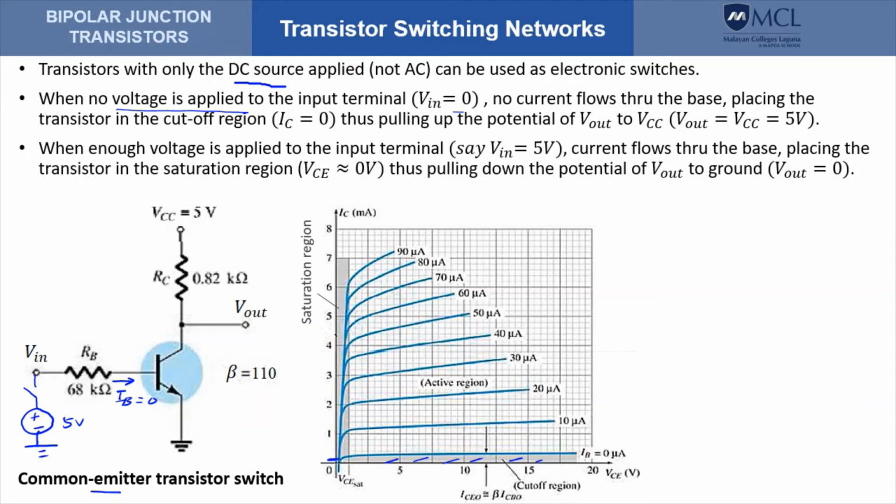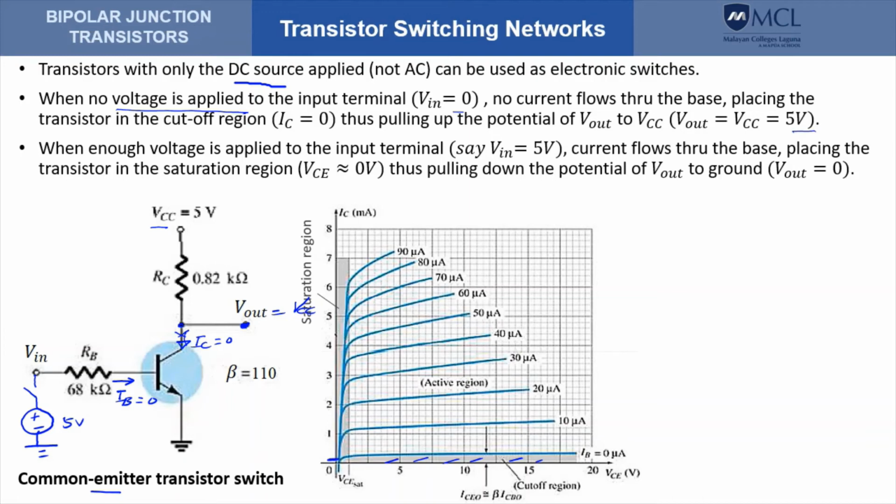And that will pull the potential of this point, which is also V sub C, so there's no current here. Okay, so this point here is open. And therefore, V out here will be pulled up to V sub C. That means V out will become V sub C, or in this case, 5 volts.